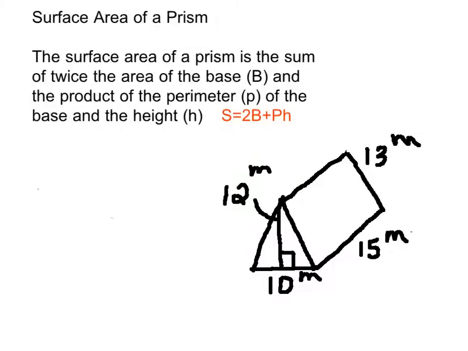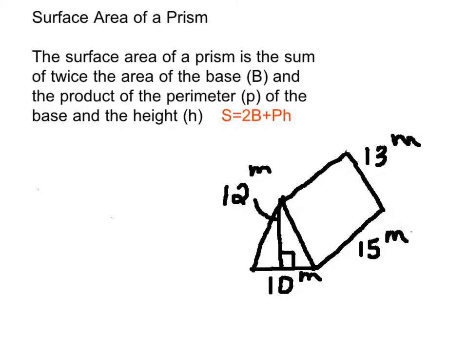Surface area of a prism. You could figure out the surface area of a prism two ways. You could add up the area of each face of the prism to find your total surface area, or you could use this formula.